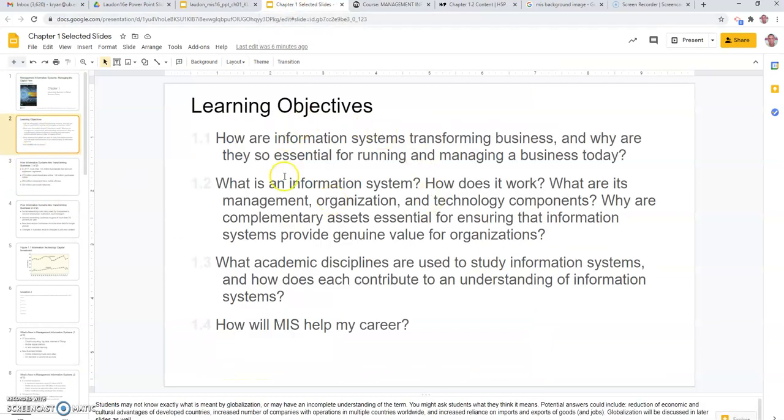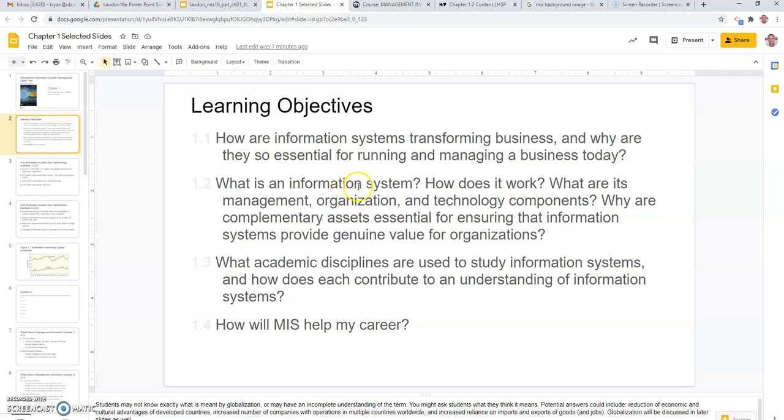Okay, so here we have the learning objectives. You always know that the first chapter of a book gives a brief overview of the whole book. So it's going to talk about why information systems are so essential to running and managing business today. So you can't have a business without some form of information systems, right?